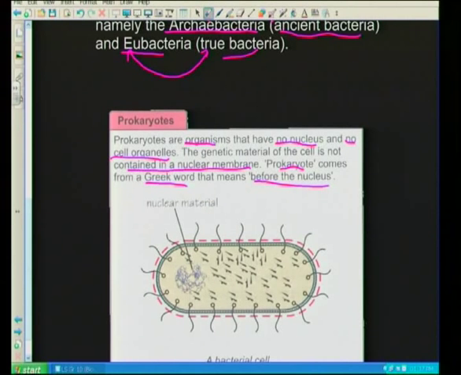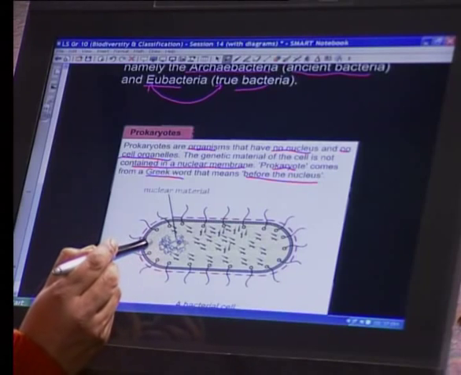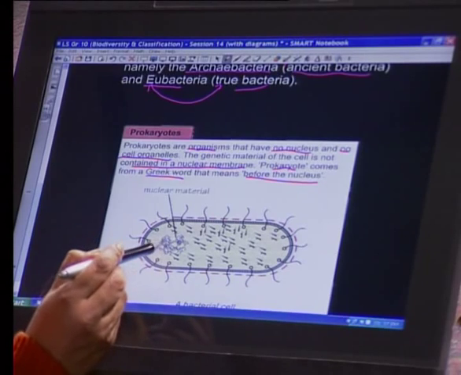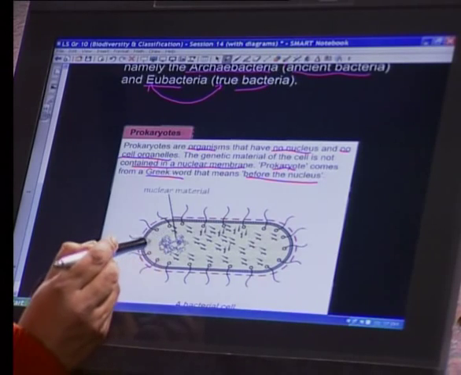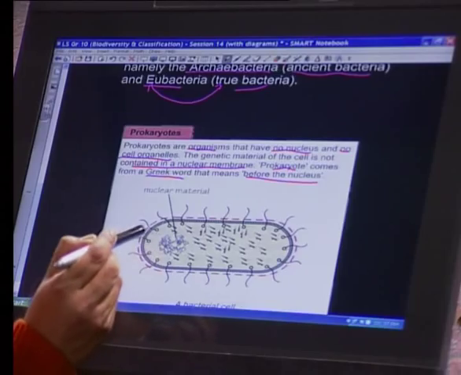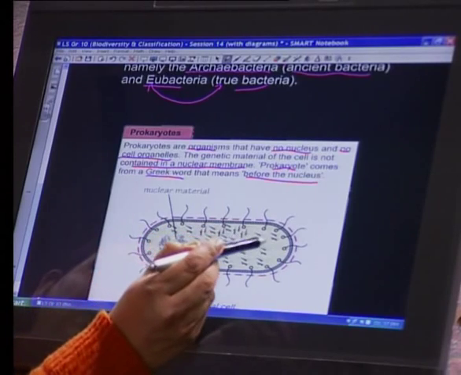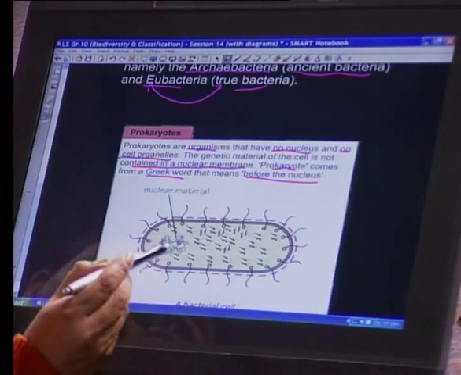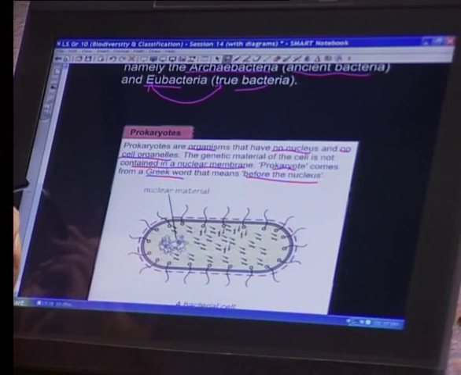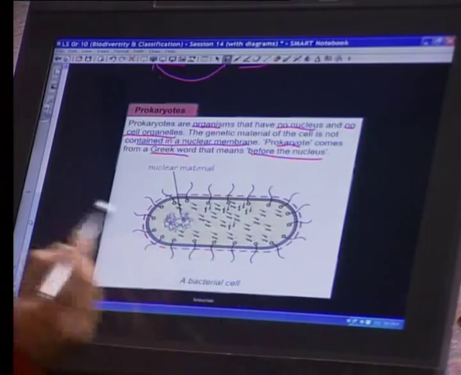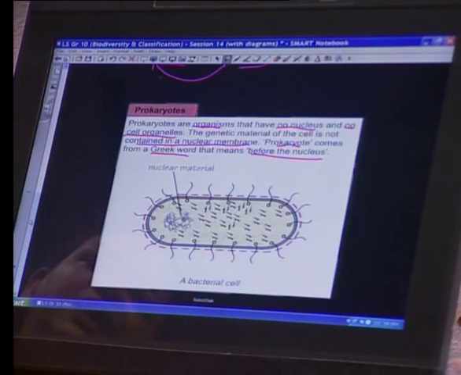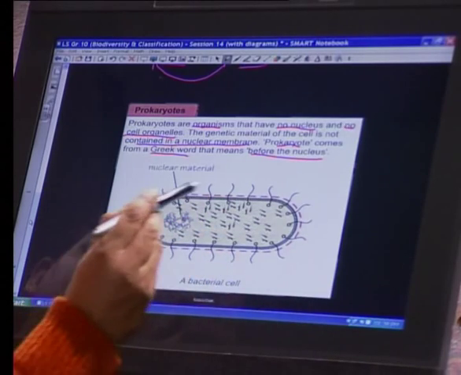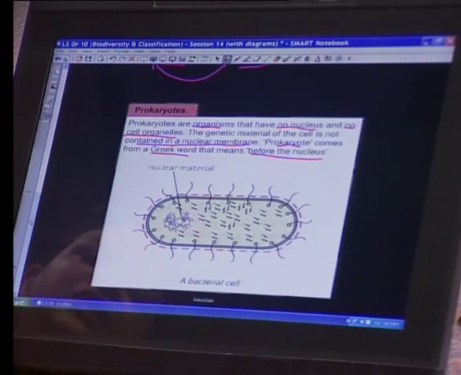Let's look at the nuclear material here. You can see that the chromosomes or the chromatin material is not defined within a nuclear membrane, and there are no specific cell organelles within the cytoplasm. Therefore, this bacterium is regarded as a prokaryotic cell. The single bacterium here also tells you that it is unicellular and not multicellular.